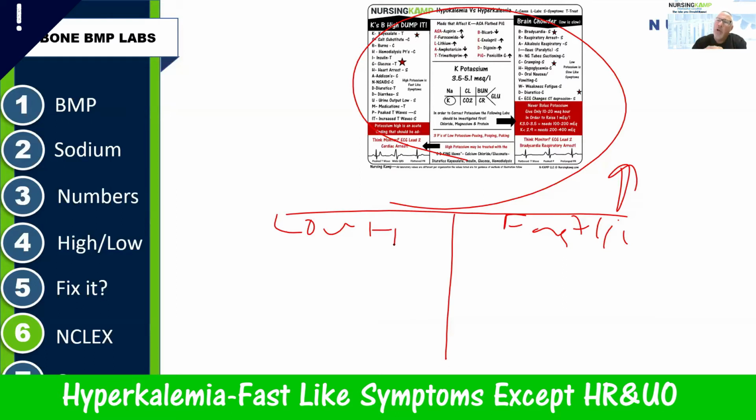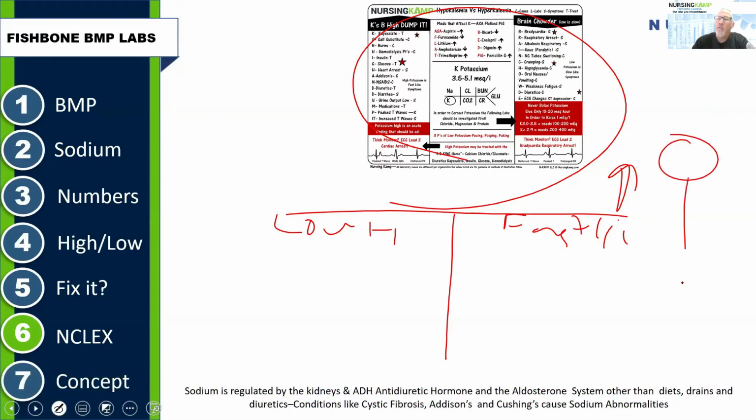Now, heart rate is a little bit all over the place. It's a little bit gray out there. When a patient has hyperkalemia, you should be able to generate your own list. So let's go from the head and move right on down. The brain: fast-like symptoms, irritable, restless, agitation. Let's go down to the lungs: fast-like symptoms, so they'll be tachypneic. What about the heart? We just said that except for heart rate, that would be low. What about urine output? We also said that urine output would be low.